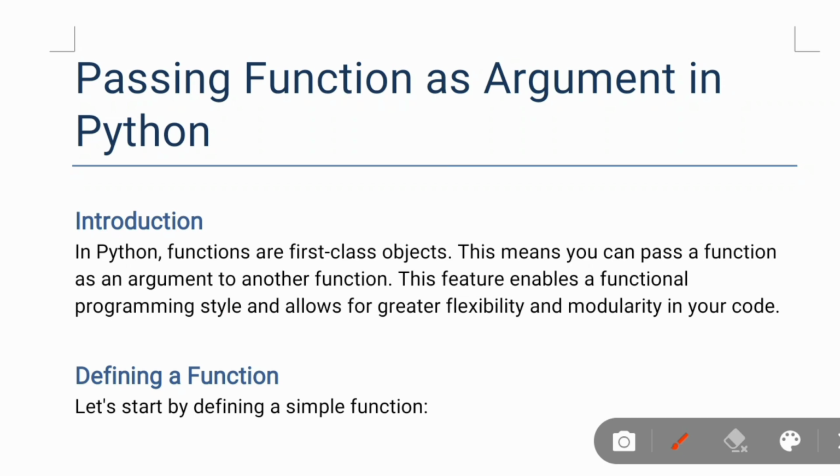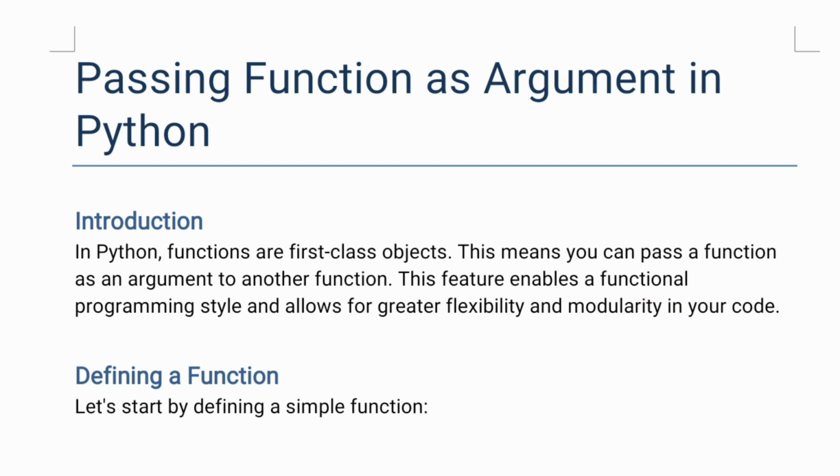So let's see passing function as argument in Python. So first see the introduction. In Python, functions are first class objects. This means that you can pass a function as argument to another function, and this feature enables functional programming style that allows a greater flexibility and modularity in your code.